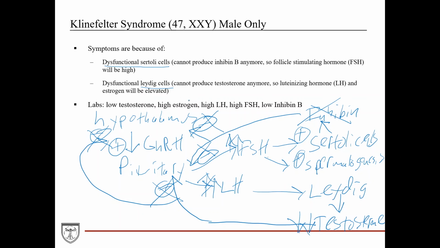So when you get the labs on these patients, the classic is they're going to have low testosterone, low inhibin, and because they have low testosterone, they'll have high luteinizing hormone. Because they have low inhibin, they'll have high follicle stimulating hormone. And since they have low testosterone, they'll have high estrogen.